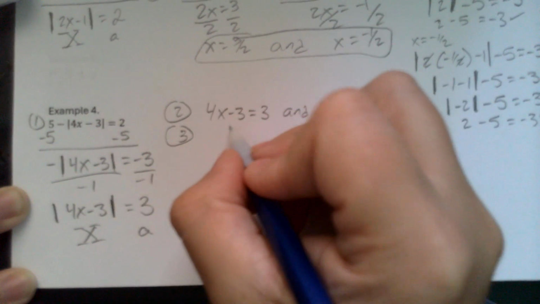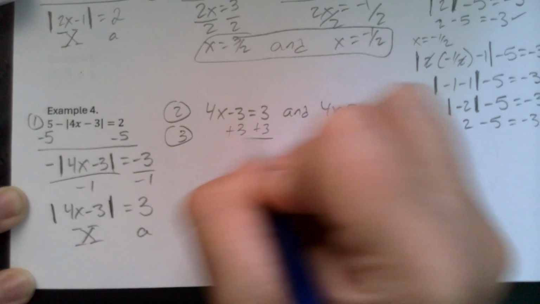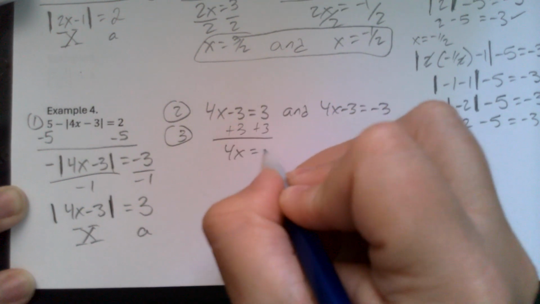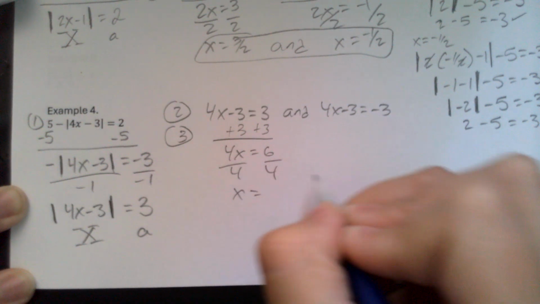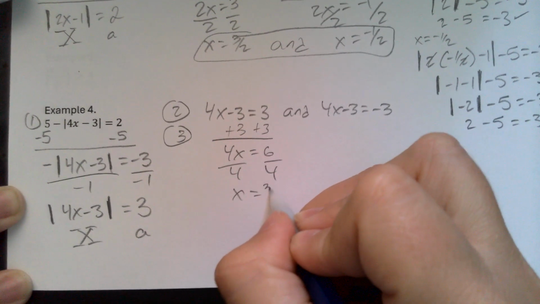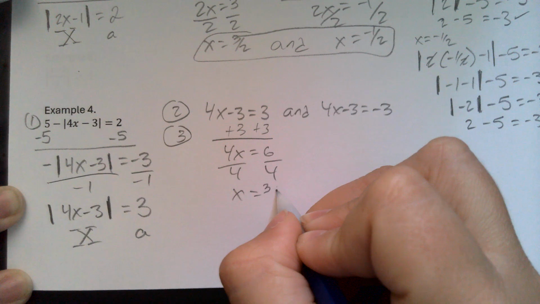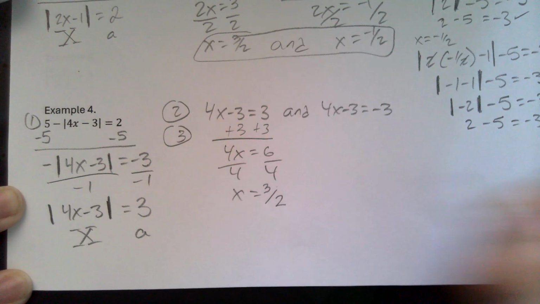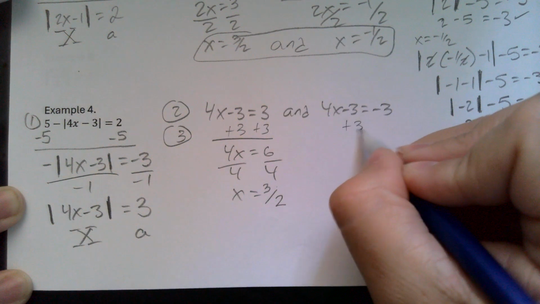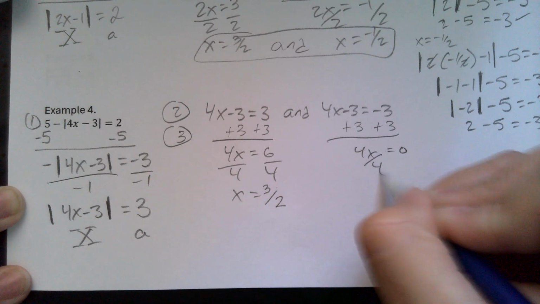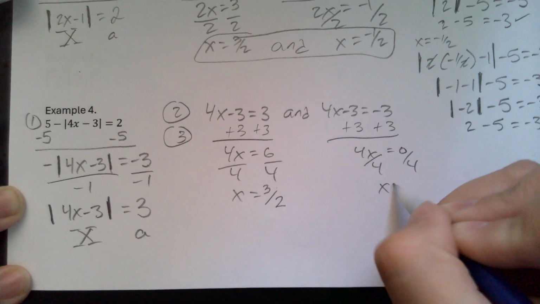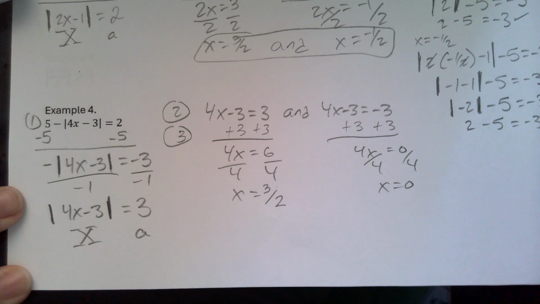Now we can solve. I add my 3. I get 4x equals 6. Divide by 4, and we get x to equal, if we reduce that by 2, 3 over 2. Next one, I add my 3. I get 4x equals 0. Divide by 4. 0 divided by anything is 0.